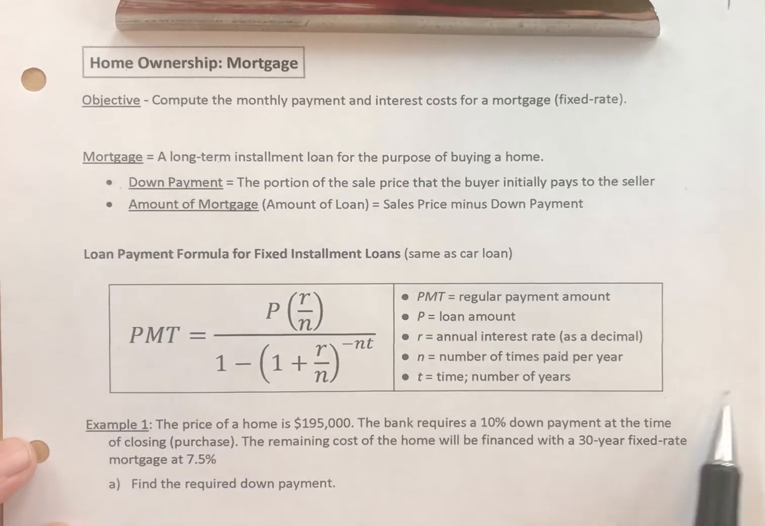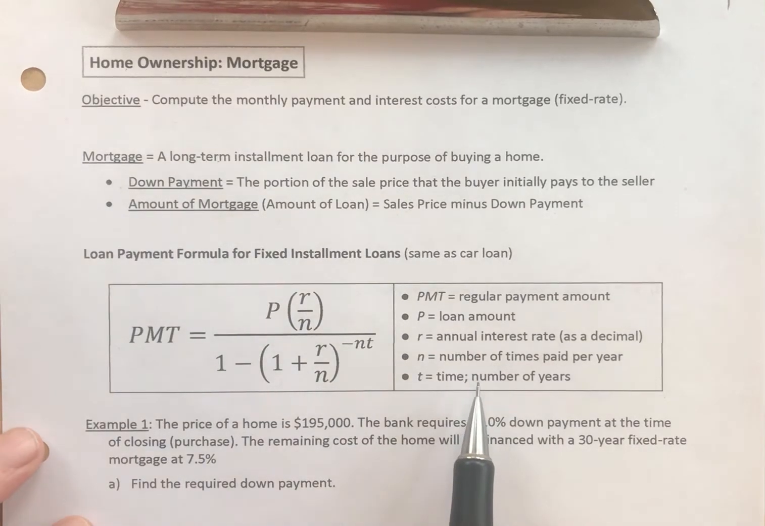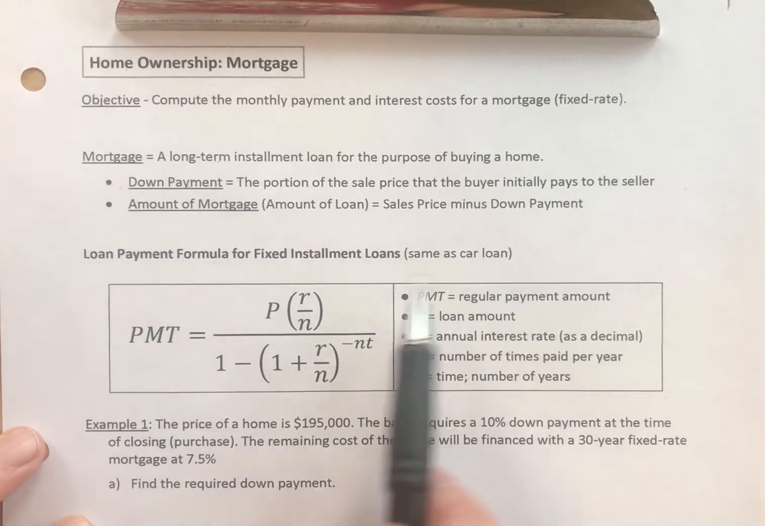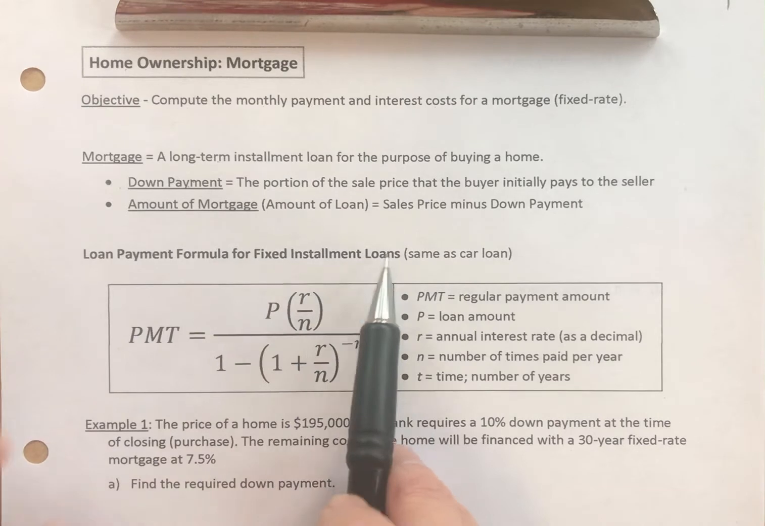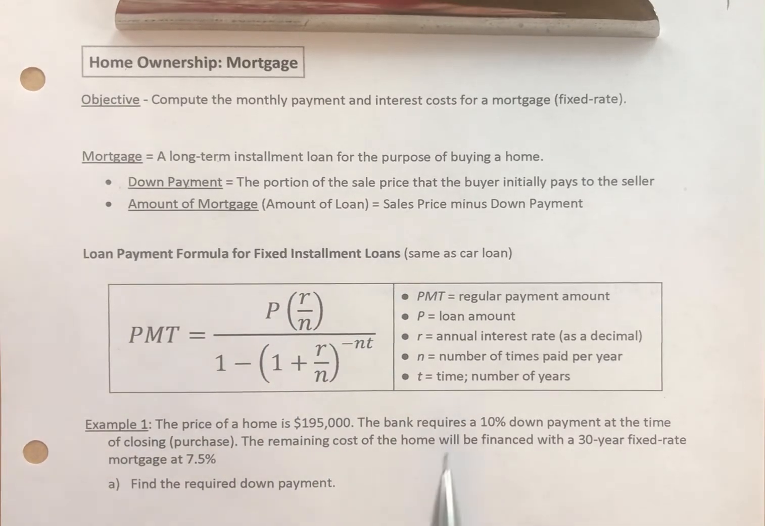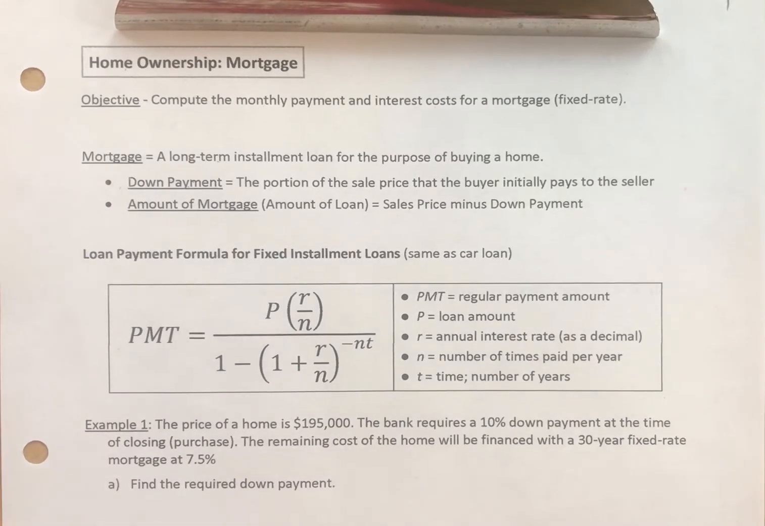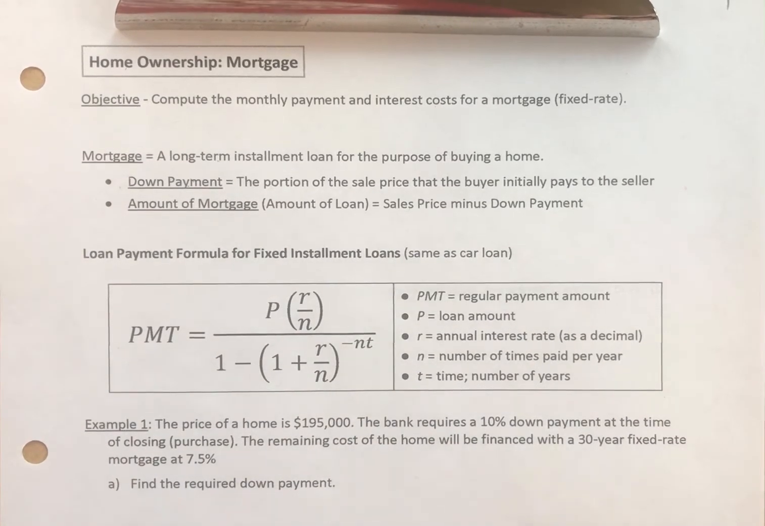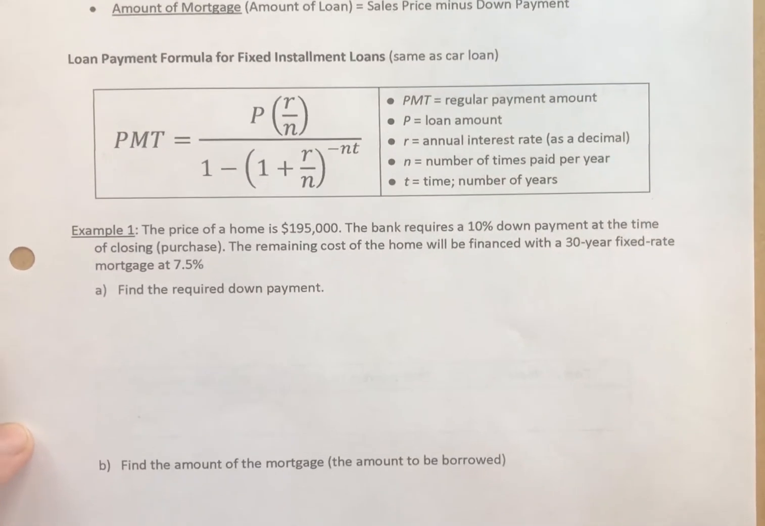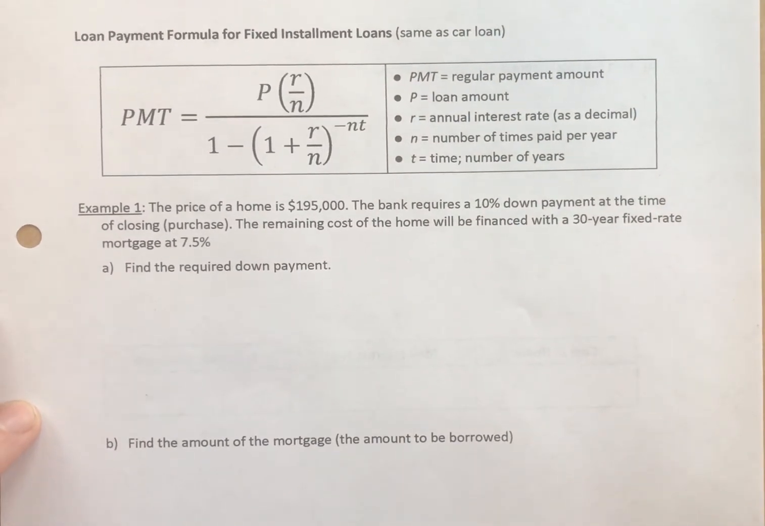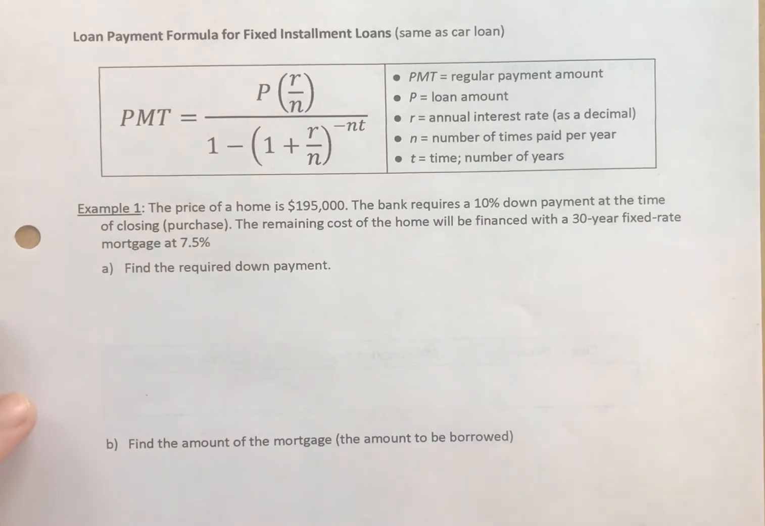So here is our formula. We've seen this formula before. Again, we saw it with the car loan. It's a fixed installment loan formula, and it has to do with fixed rates. All right, so let's take a look at an example of how this works, not with a car, but with a mortgage, with buying a home. Same idea, or very similar idea, as you might imagine.